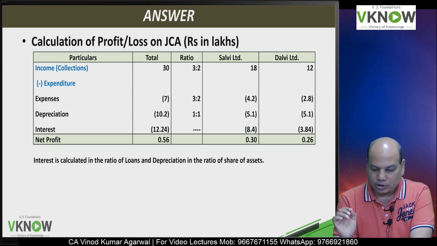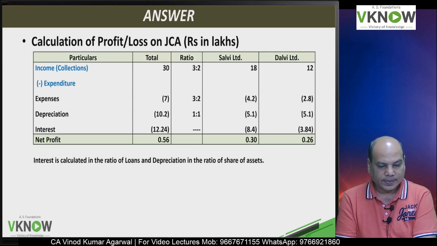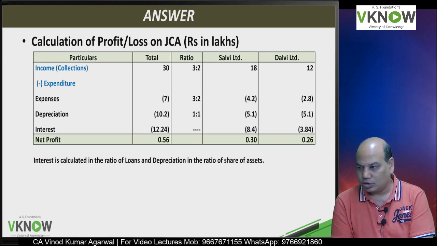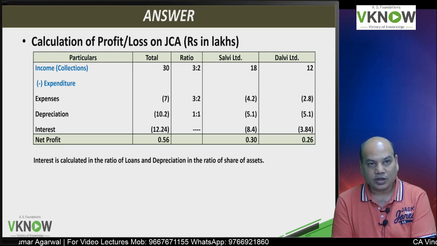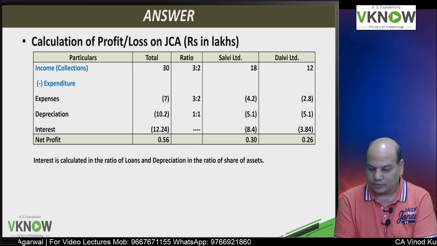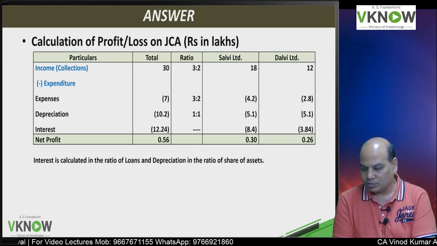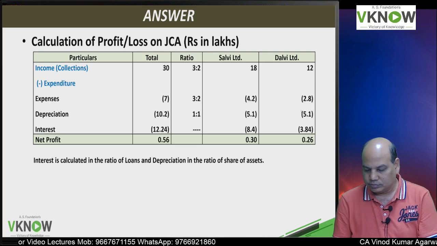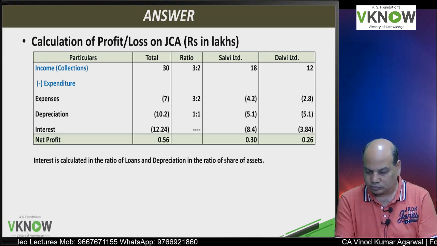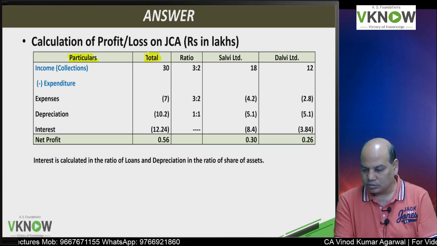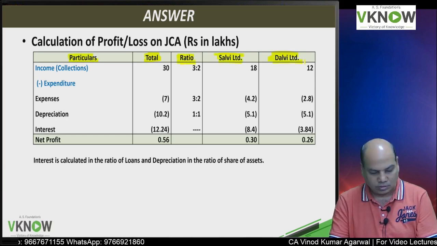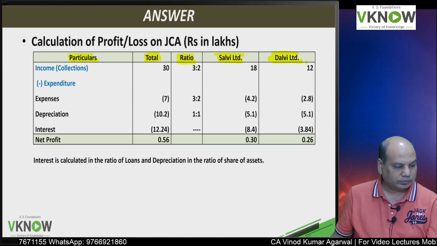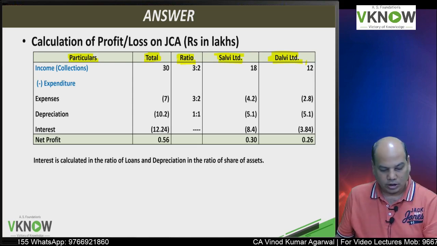Write down first statement of profit and loss. Statement of profit and loss on jointly controlled asset, in bracket write rupees in lakhs. Draw this table. Particulars, total, ratio, Salvi Limited, Dalvi Limited.